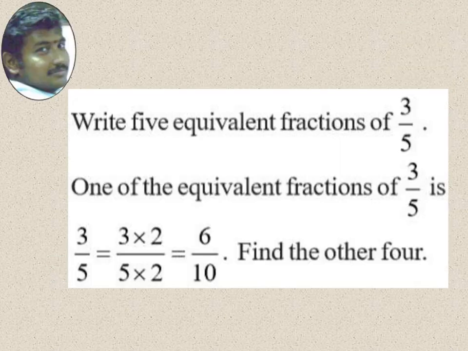Write 5 equivalent fractions of 3 by 5. To get an equivalent fraction, we multiply the numerator and denominator by the same number. Here one example is given for you. The numerator and denominator are multiplied by 2. 3 into 2 is 6, 5 into 2 is 10. So 6 by 10 is equal to 3 by 5, and 3 by 5 is equal to 6 by 10.